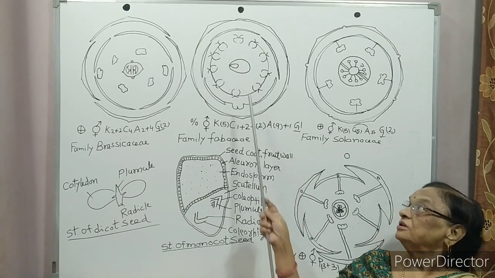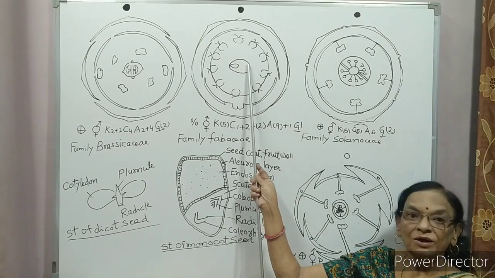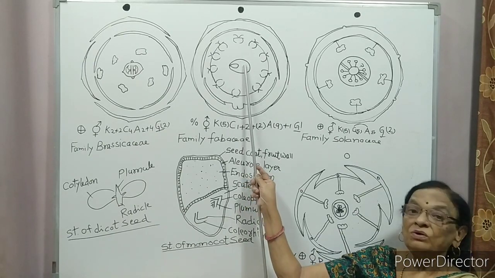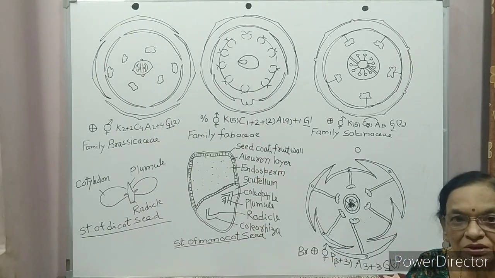Gynoecium is monocarpellary. This is the single carpel. Monolocular and superior ovary.